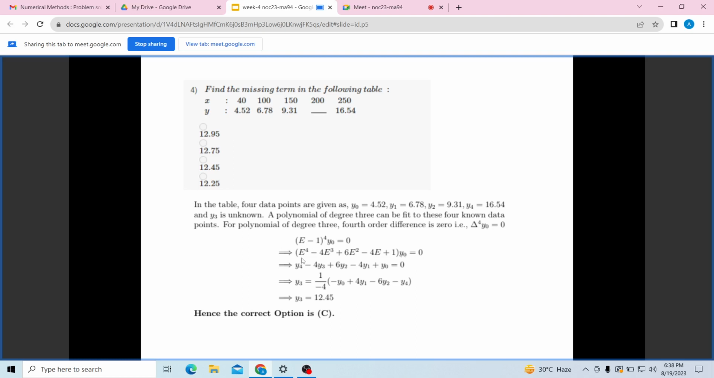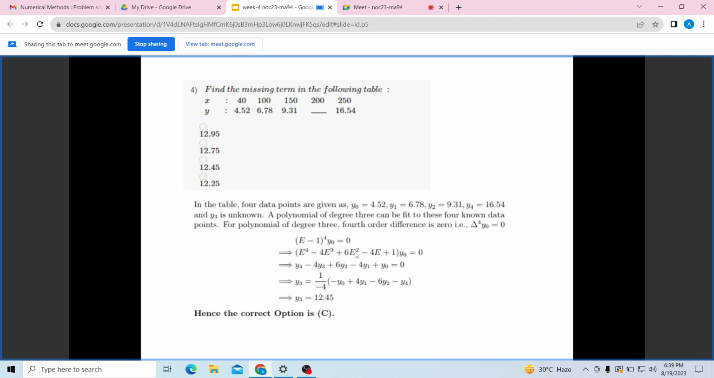Now apply this shift operator on y naught. Start from this: when you multiply y naught with 1, you will get y naught. Then E, that is the first shift operator, so you will get y of 0 plus 1, that is y1.